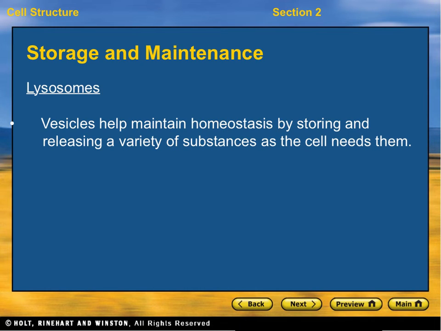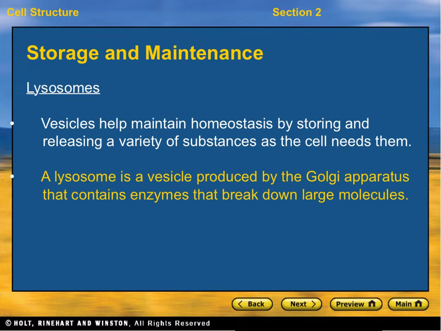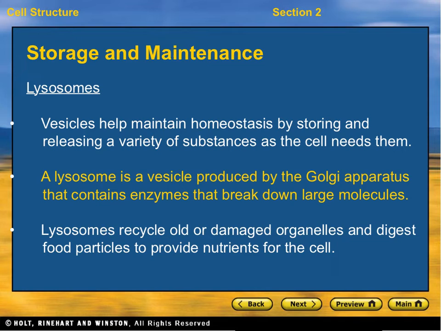The next thing we're going to look at are what we call lysosomes. Lysosomes are vesicles that help maintain homeostasis by storing and releasing a variety of substances as the cell needs them. Okay, so a lysosome is another vesicle that's produced by the Golgi apparatus. It's going to contain enzymes that are going to help break down large molecules. And then the lysosomes are going to recycle old or damaged organelles and digest food particles to provide the nutrients for the cell.